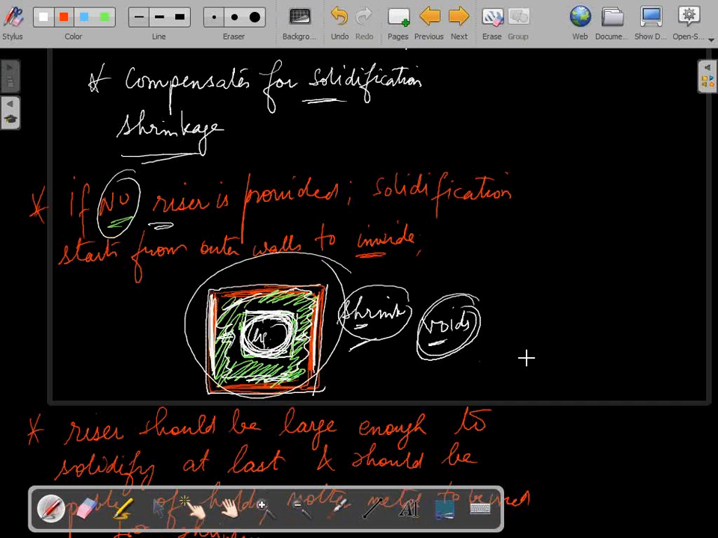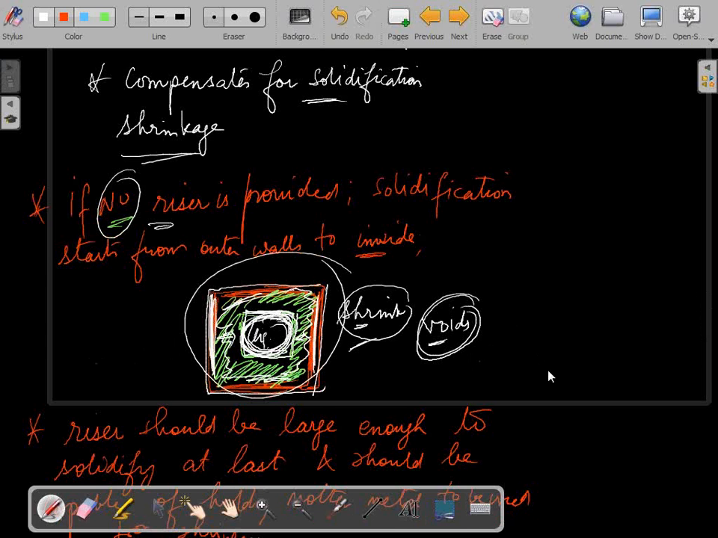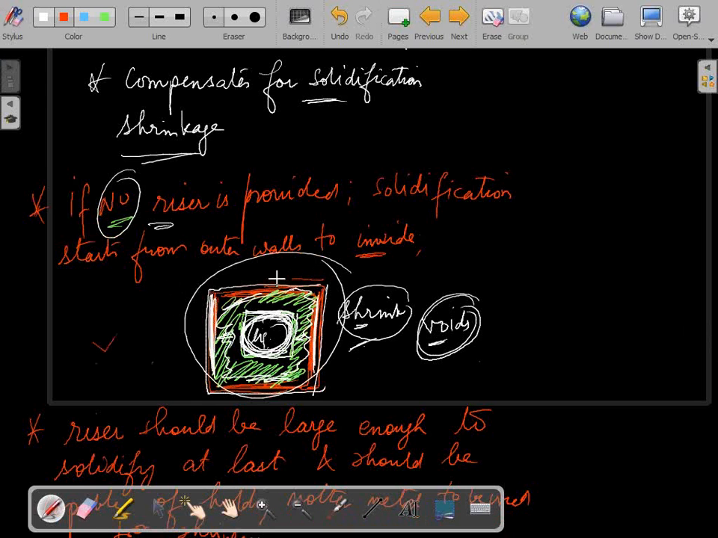See what is happening. Okay, see. You have no riser in this case. Okay, you have no riser. And when you put liquid metal inside a mold, let us say this is your mold, the moment the liquid metal is inside the mold, it freezes instantly at the cavity walls.